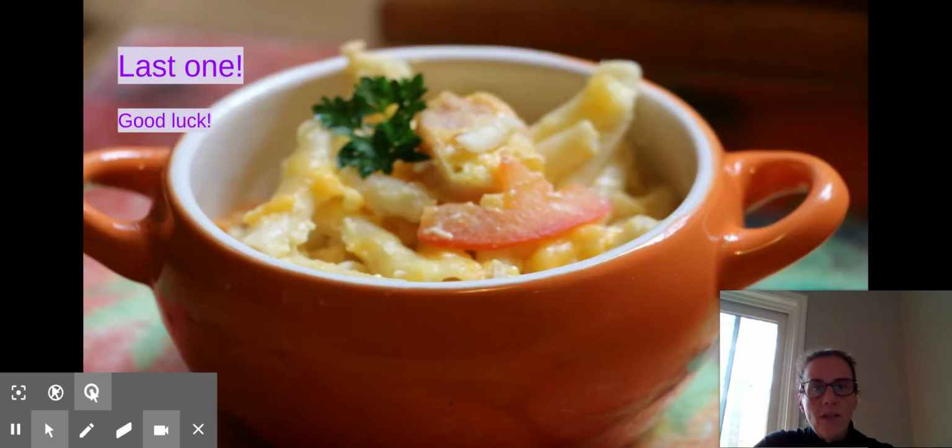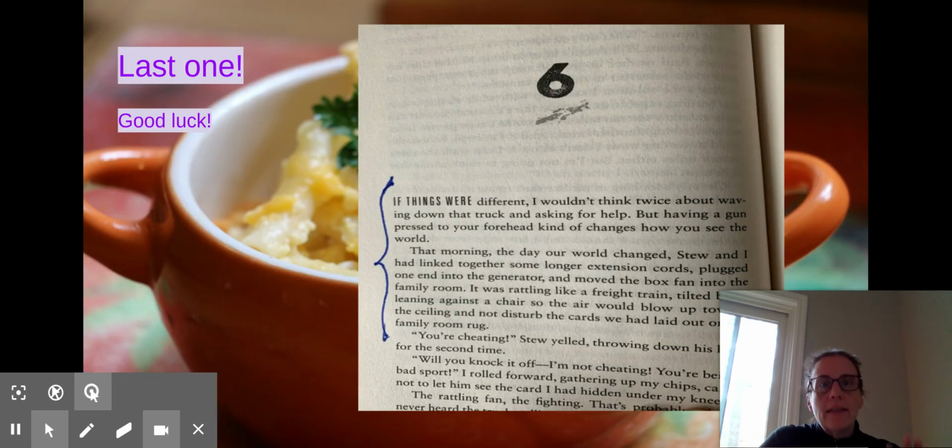So finally, there is one other lead, and this is a true lead in the sense that it's the beginning of a chapter, and it's also a technique known as flashback. So this might be something that you employ as a writer.